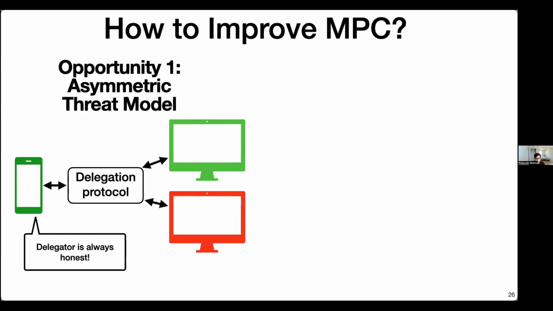The idea is that we have this delegator who is always honest. It's a bit computationally limited and can't do heavy computations, but we can trust it to always follow the rules, and it will be incentivized to preserve its own privacy. So we can try to leverage this delegator to do more efficient protocol design. That's the first opportunity.